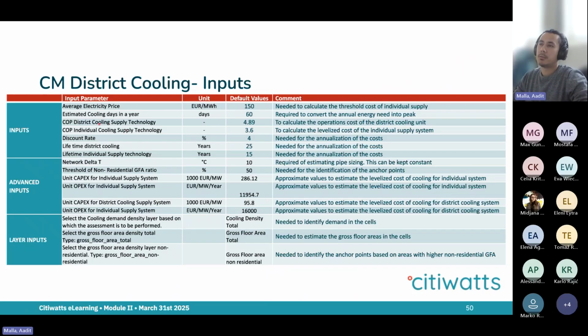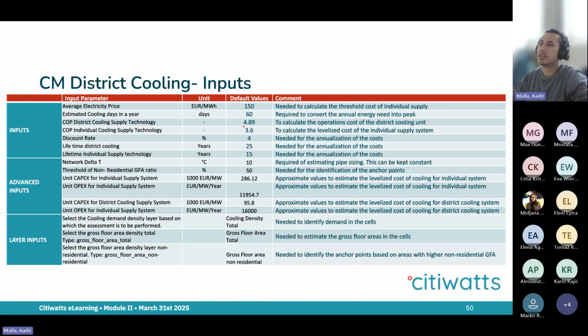Then we have another input parameter, the estimated cooling days. The user is expected to enter the number of cooling days expected in a year for the selected region. We've taken average values for Europe, but this can also be entered by the user. This is used to calculate the peak load for each cell, and it helps to identify what inputs are needed. And then we have the COPs of the individual and district systems. Here again, the main idea is for district cooling to take advantage of higher COPs.